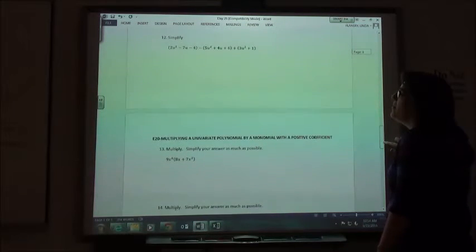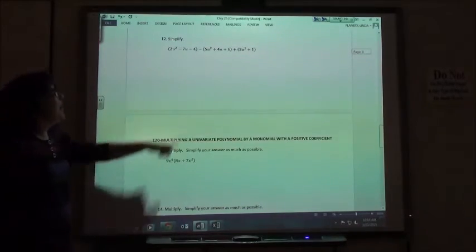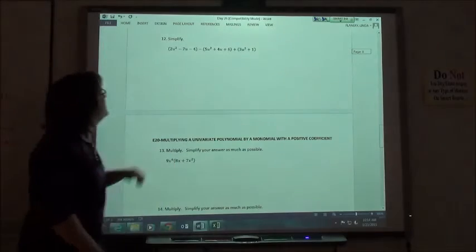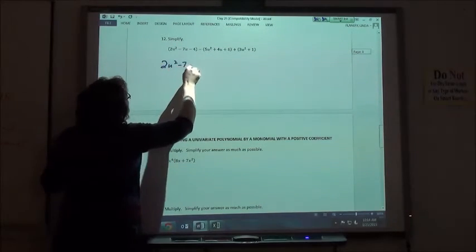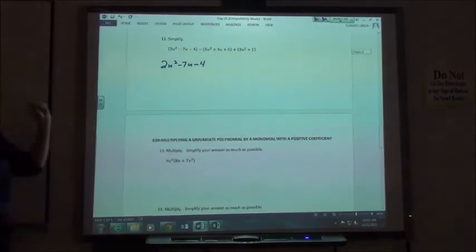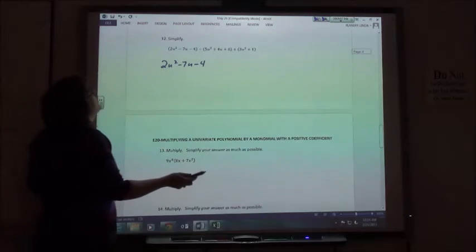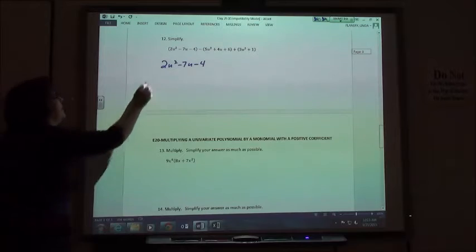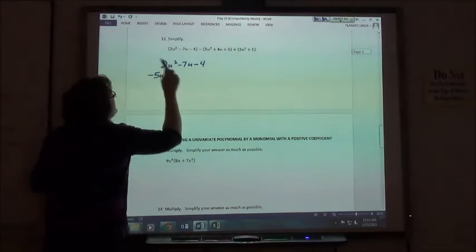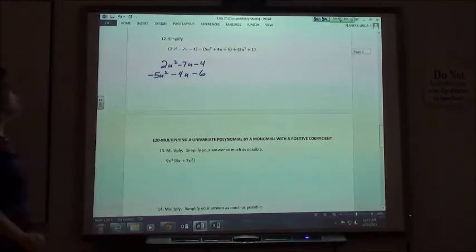So, number 12 here. Simplifying that, we're subtracting and adding, and so the first one's going to stay the same. 2u squared minus 7u minus 4. The second one we have to do the opposite, so what are we going to have? Minus 5u squared, a minus 4u, and a minus 6.